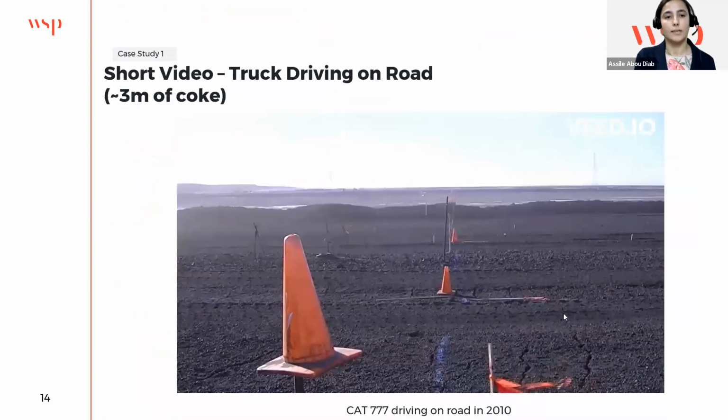Here I'll show a short video of the first 2 to 3 meters of coke that were placed on top of the geotextile along a road. So the video is of a truck driving on top of the initial few meters of coke on a road.